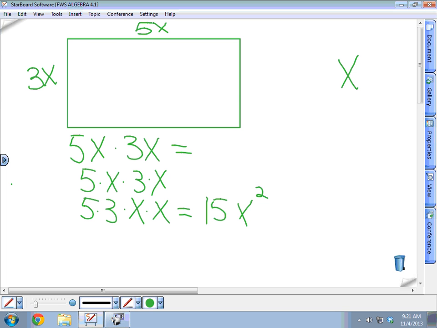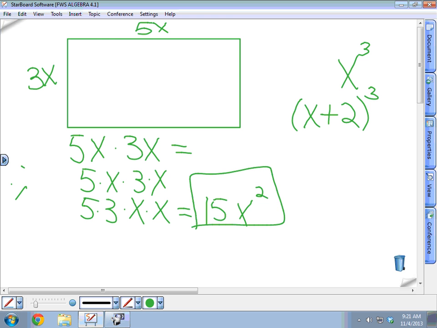So, I'm sorry. Yeah. So if you have something to the third power, you can call that x to the third power, or you can call that x cubed. Okay? If you had a quantity, x plus 2 to the third power, you would say the quantity x plus 2 cubed. Okay? Because then you'd be cubing the entire quantity. Okay? So for this one here, the area is just 15x squared.